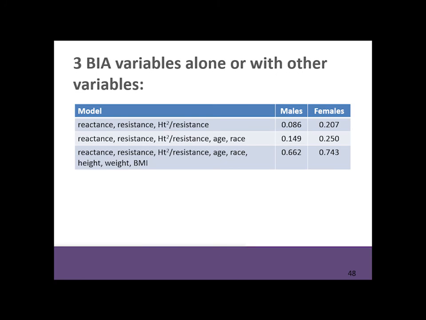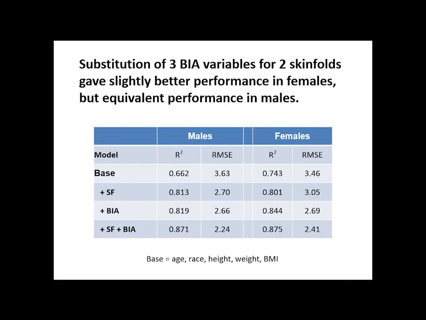This is showing the 3 BIA variables alone or with other variables. Now, what you're all wondering is, should I be measuring BIA in my study or should I do skin folds? Researchers tend to hate skin folds because they take a lot of training to get people to be able to do them, but they're not so sure whether they want BIA either. So what we decided would be interesting to do would be to compare what you get with BIA versus skin folds. So that's what this is showing you.